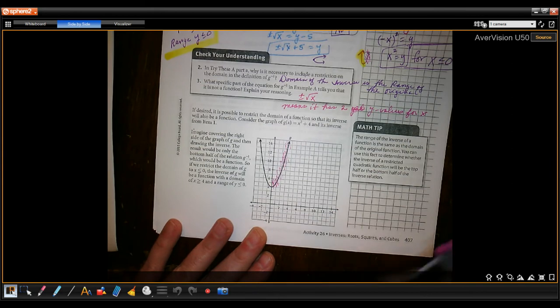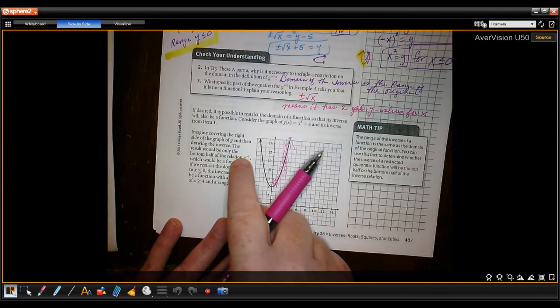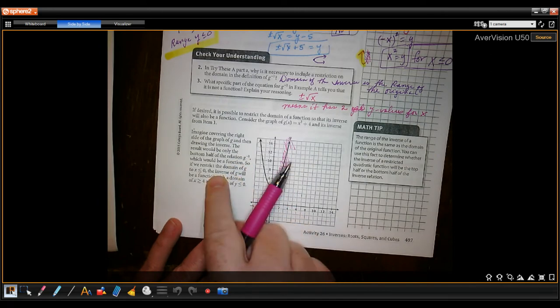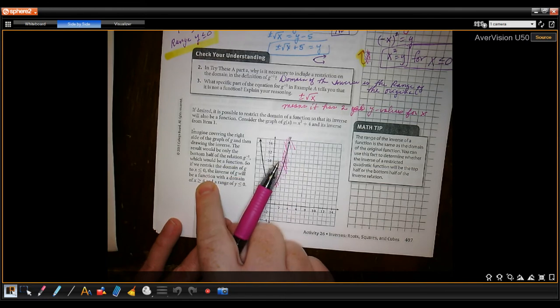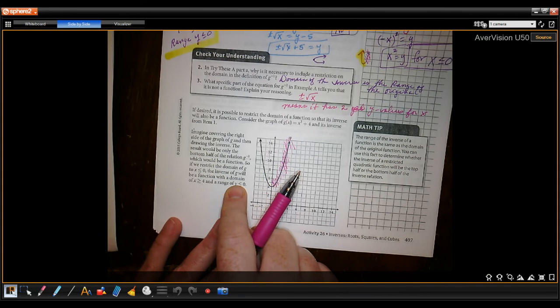So it says cover the right side of the graph, or scratch it out. Then drawing the inverse, the result would be only the bottom half of the relation inverse, which would be a function. So if you restrict the domain of g to x is less than or equal to 0, then the inverse g will be with a domain of x is greater than 4, y is less than or equal to 0.